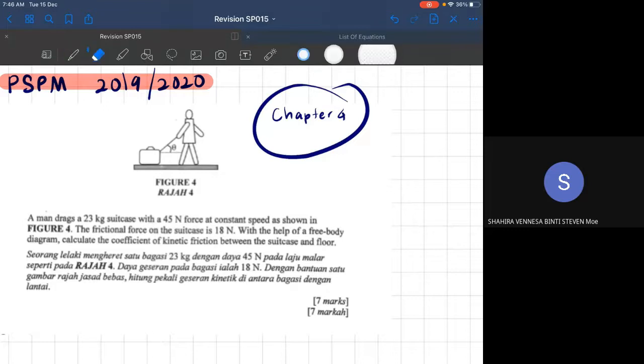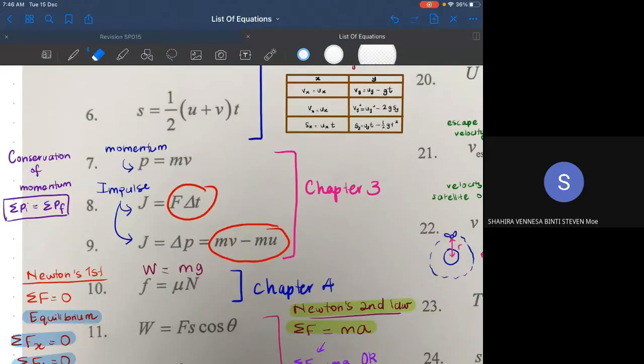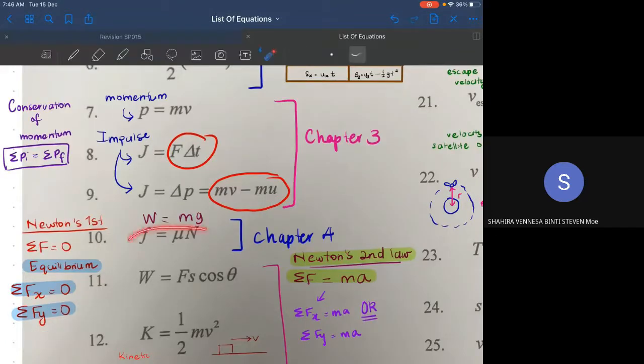So chapter 4, unfortunately sikit gila formula dia kasi, iaitu ni je dia kasi. Formula frictional force saja, which is tak membantu sangat lah. And then kita tahulah W sama dengan mg. And then masa chapter 4 kamu belajar pasal Newton first law, and then Newton second law. Kalau Newton first law, total force sama dengan kosong.